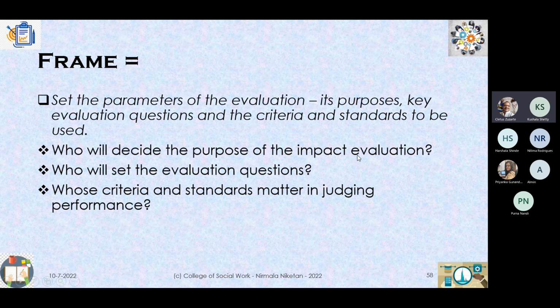So you can define all those indicators when you're looking at it. You're setting the parameters of the evaluation in terms of purposes, key evaluation questions, criteria and standards. Who will decide the purpose of the impact? Who will set the evaluation questions? What criteria and standards matter in judging performance? Again it becomes very participatory, because they are measuring everything and deciding what counts as change.